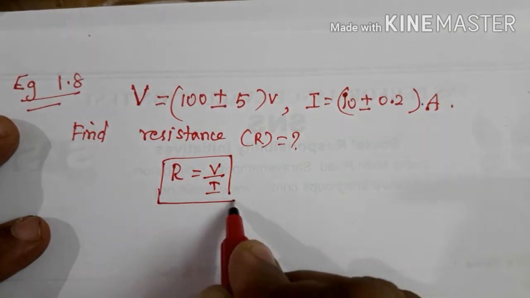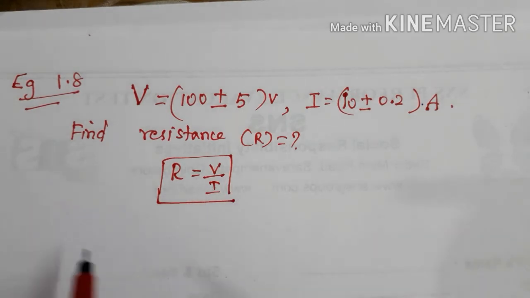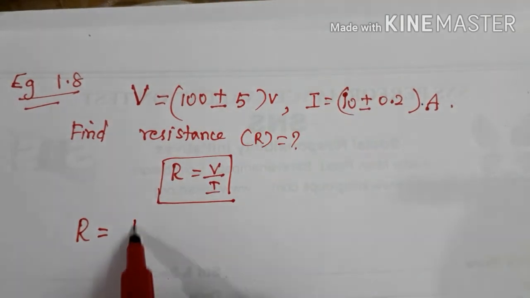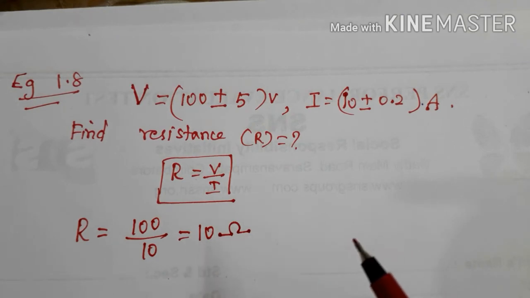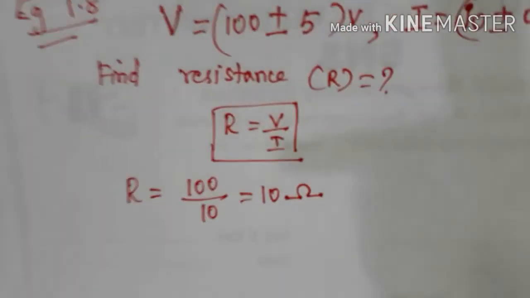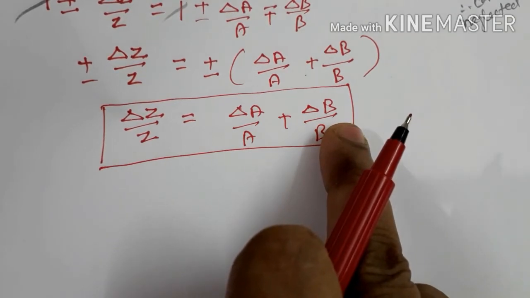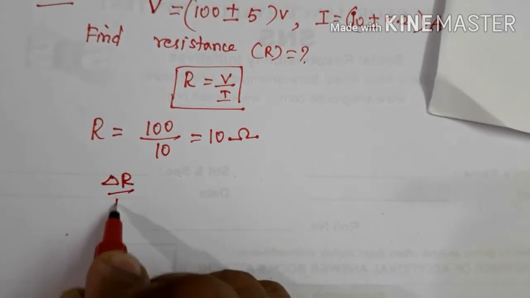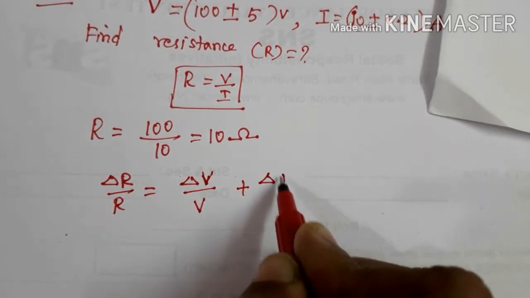So you are going to apply the quotient rule now. Okay, so what will you do? Shall we find R is equal to V by I? What is V, children? 100 by 10. R is 100 by 10. That is nothing but 10 ohm. R value is 10 ohm. Now we will apply this formula, this rule. You can apply delta Z by Z equal to delta A by A plus delta B by B. For this case, delta R by R is equal to delta V by V plus delta I by I.